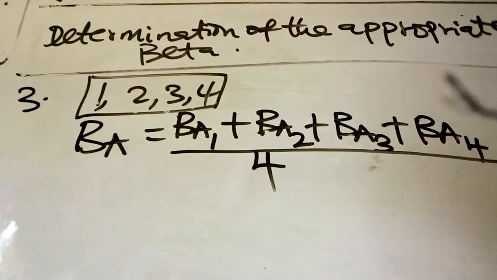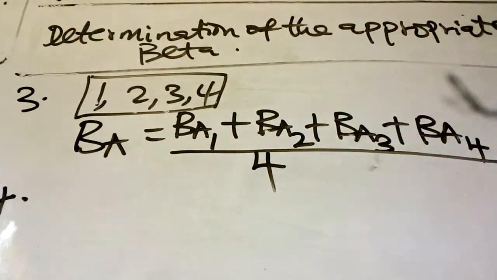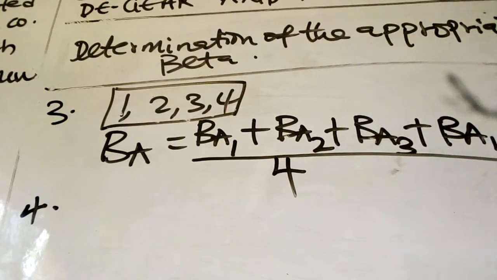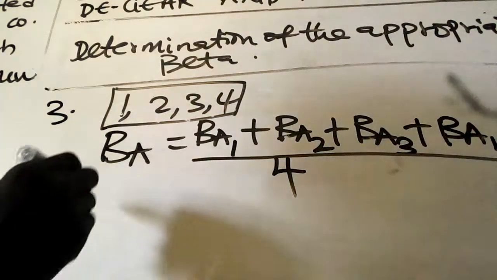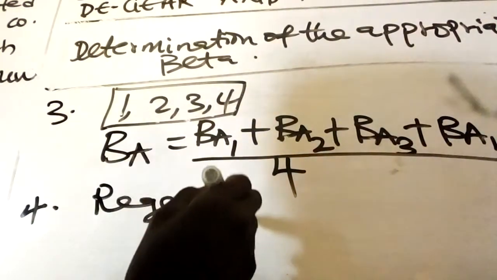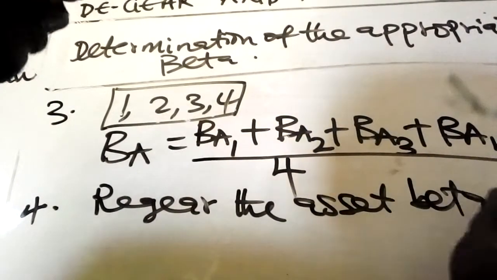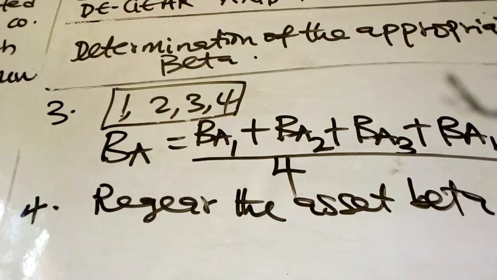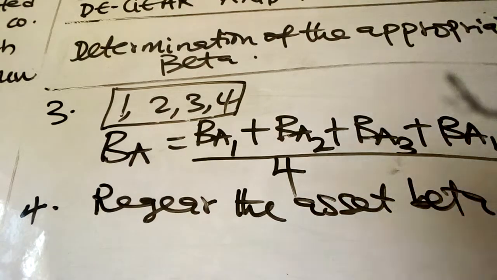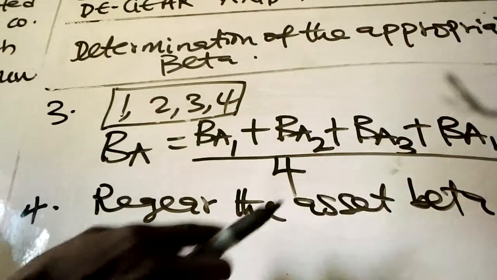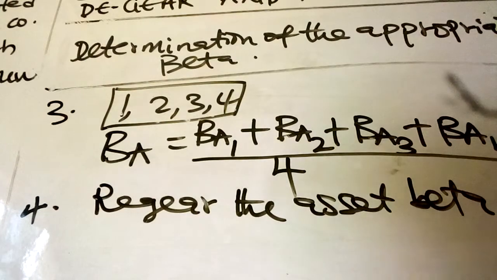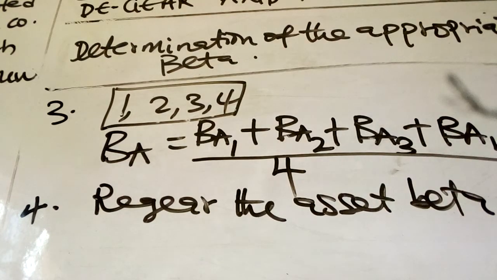Then after obtaining the asset beta, step 4. Then you regear the asset beta. Regear what? The asset beta obtained above. You now regear it, that is, you convert the asset beta to an equity beta based on the gearing level of the company undertaking the project. That is based on the gearing level of company A. I've told you that company A is assumed to be the company undertaking the project.